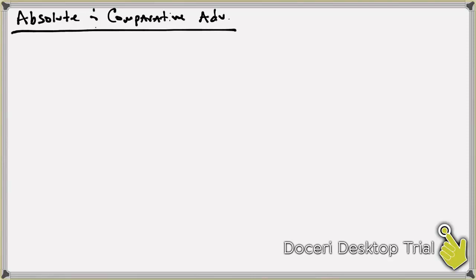Let's start by jotting down absolute and comparative advantage. Absolute and comparative advantage. And the first thing we have to do is make sure we know what these terms mean.